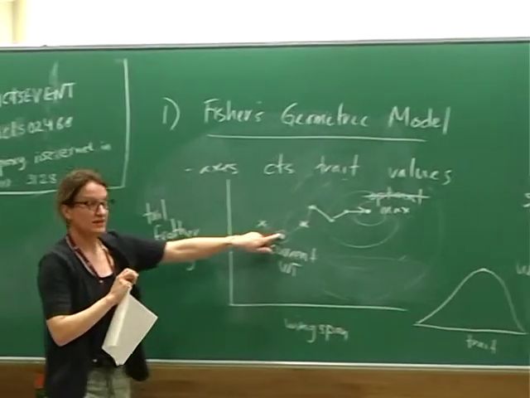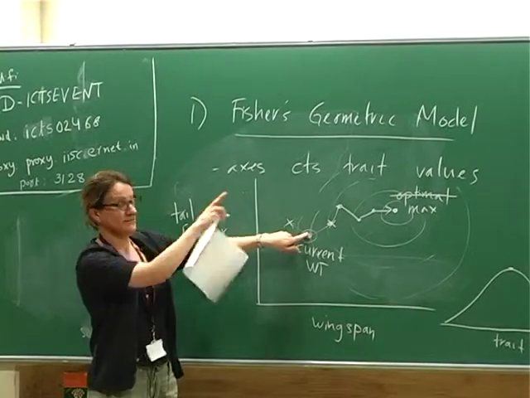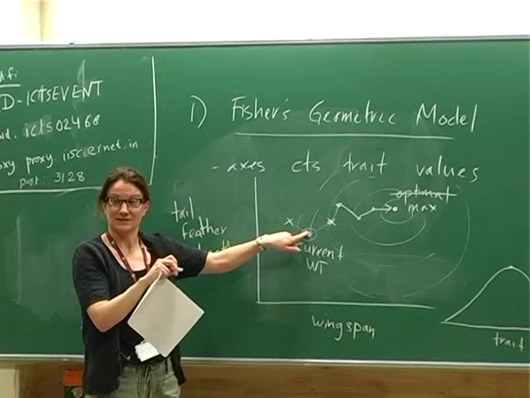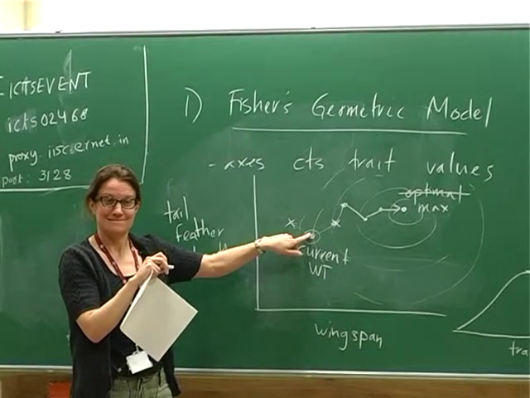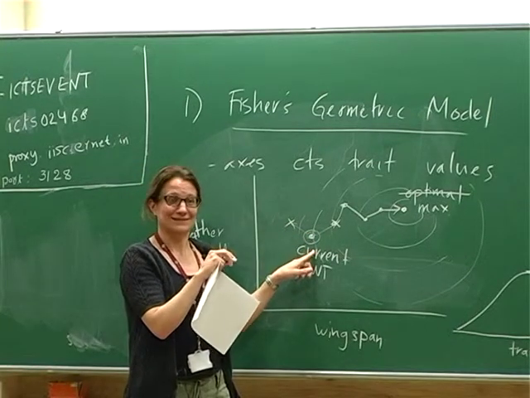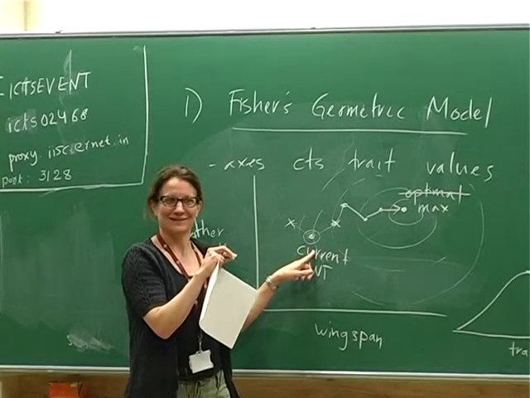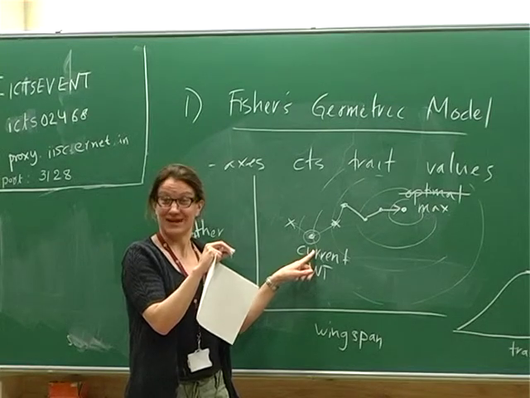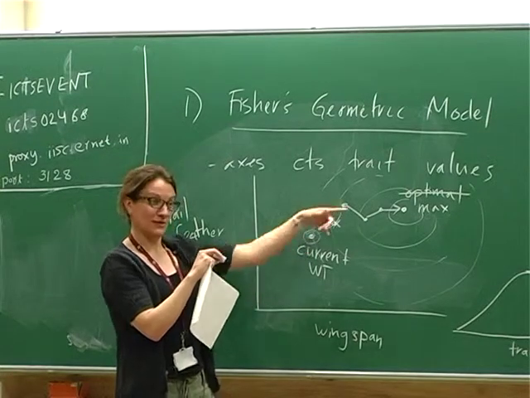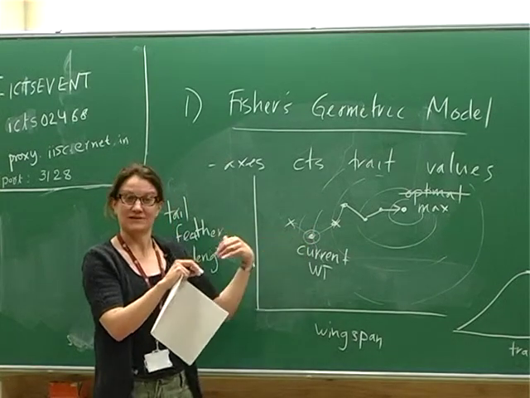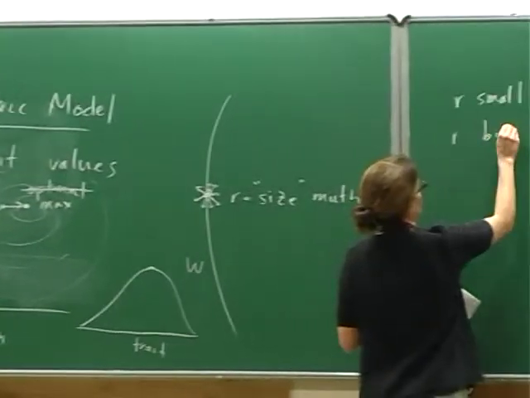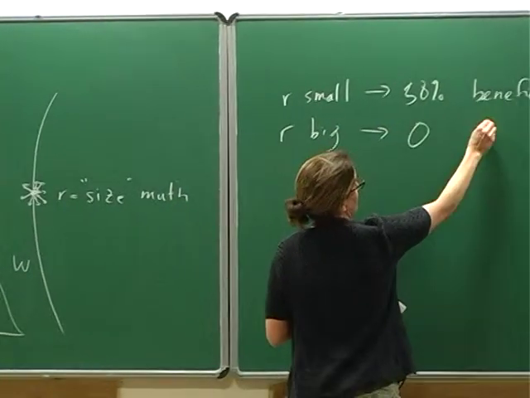Like suppose I start here and my mutation is the length of the blackboard. Then what's the probability that it's beneficial? Zero. Thank you. Yeah, it's zero, right? Because you're always going to go right past the point, and you're going to go further away. So in the other limit, you get zero. R big, we're going to go to zero.